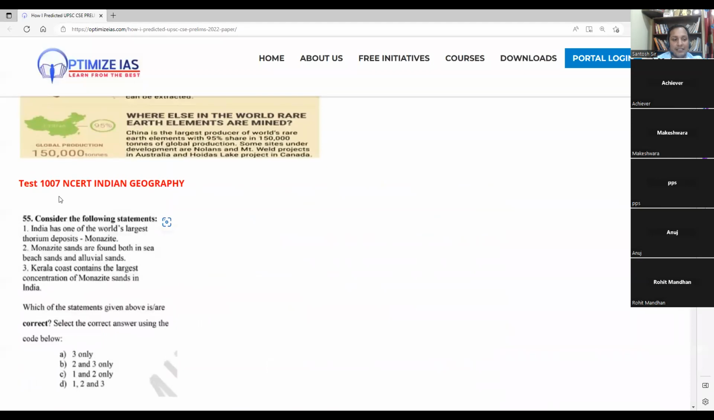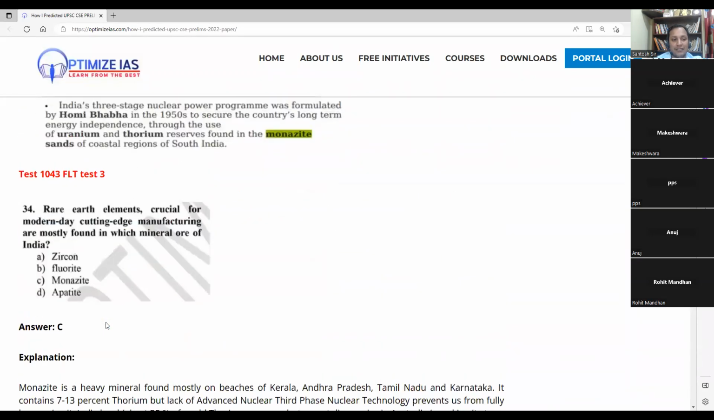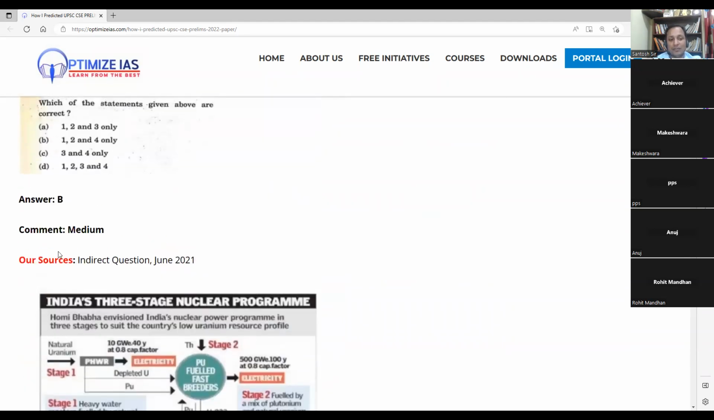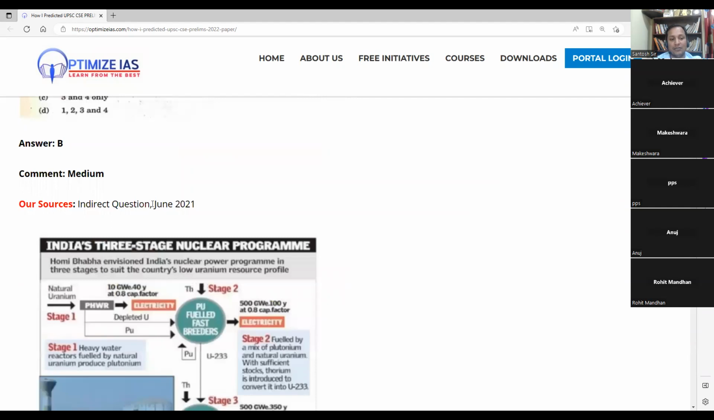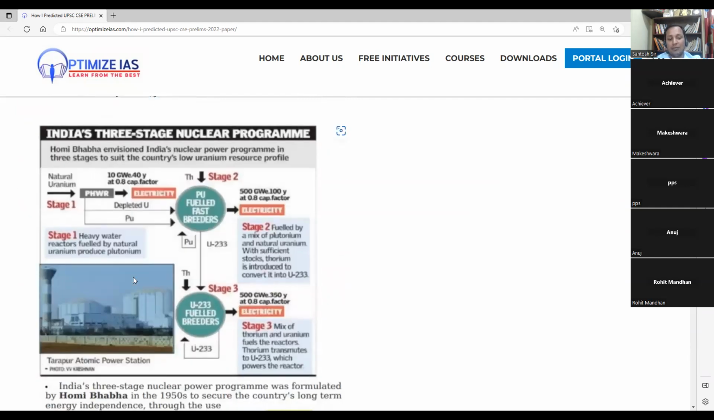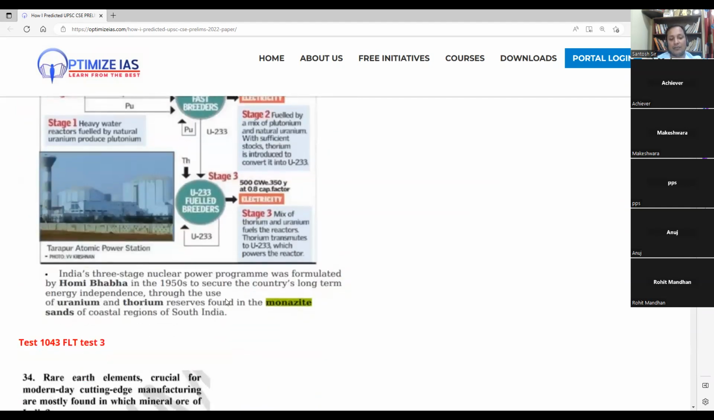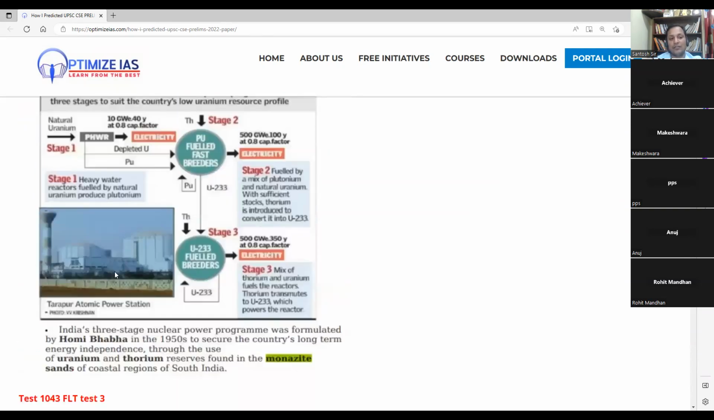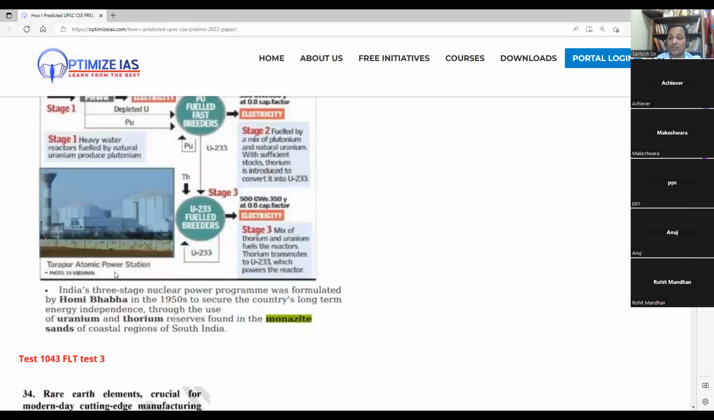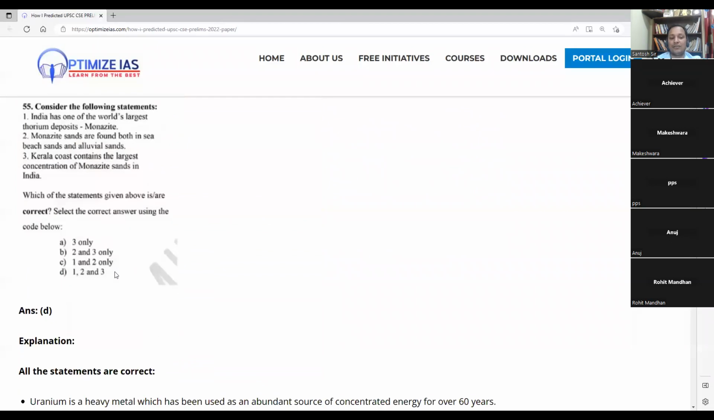You see here again, NCERT test. Okay, and you see here FLT3 full length test 3, monazite. You see, so many. Okay, in direct source, in June 2021, in DPN I have covered monazite. You see here monazite in June 2021. I had covered it because this was in current affairs. This was current affairs news.